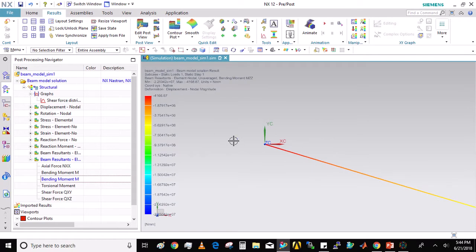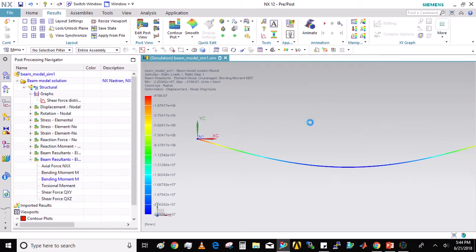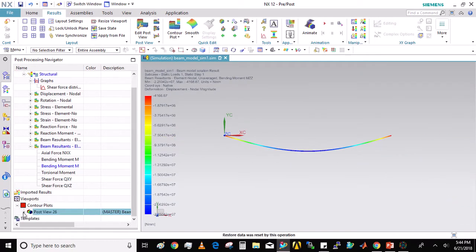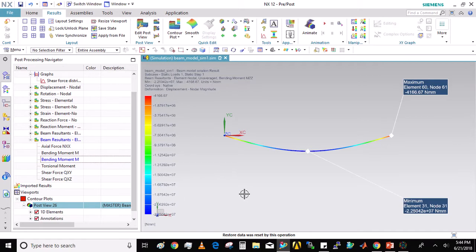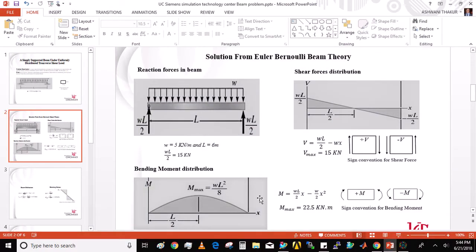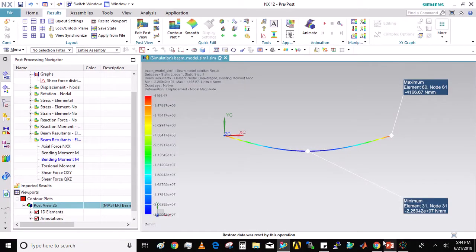Same thing you can see for bending moment. Again, if you turn on the annotation, you will see that the maximum bending moment was at the center, and here also the maximum bending moment was at the center, L by 2, and its value was 22.5 kilonewton meters. Here the value is given in Newton mm.